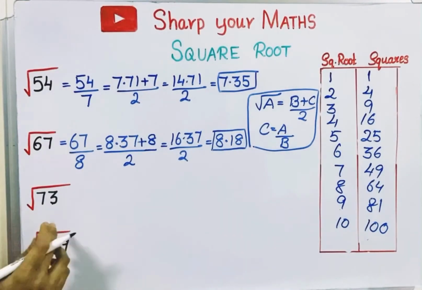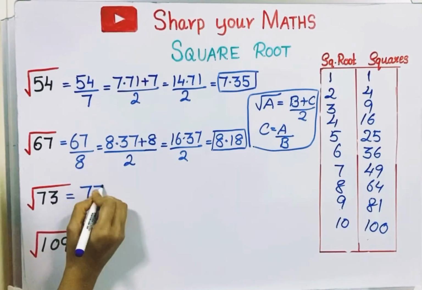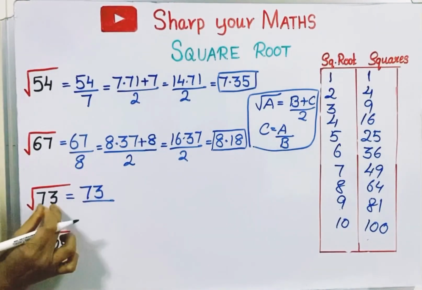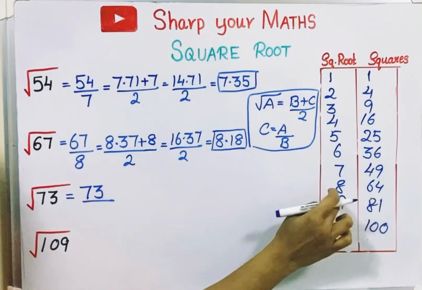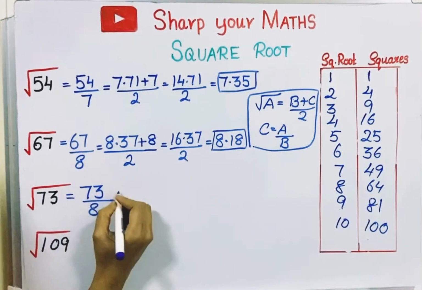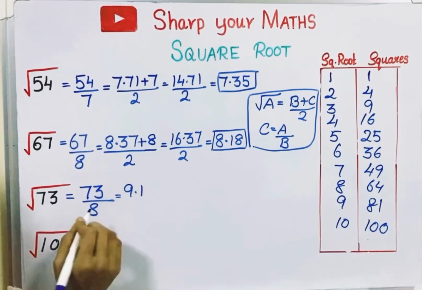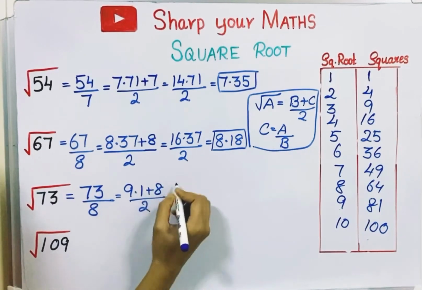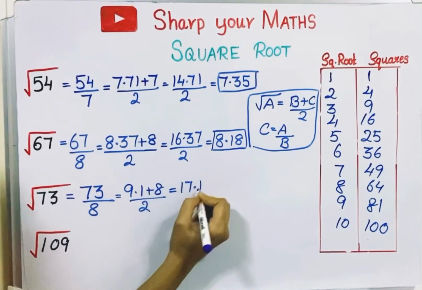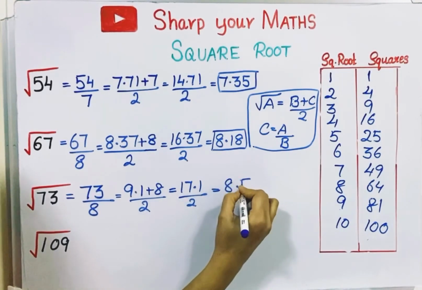Next, the square root of 73. To find the square root of 73, take 73 and check the square which is close to it. 73 is close to 64. Take its square root, 8. So next, again divide this. So you'll get 9.1. Then take this 8 and add it with this. If you add, you'll get 17.1. Divide by 2, then you get 8.5.